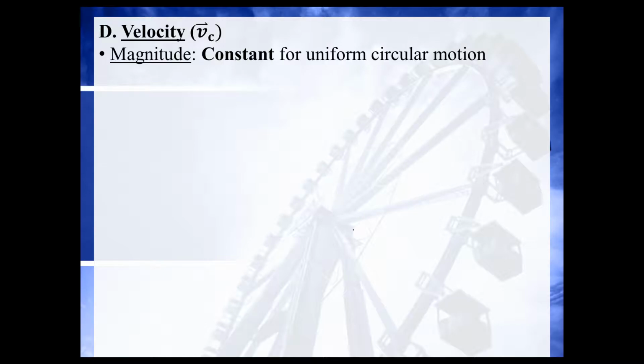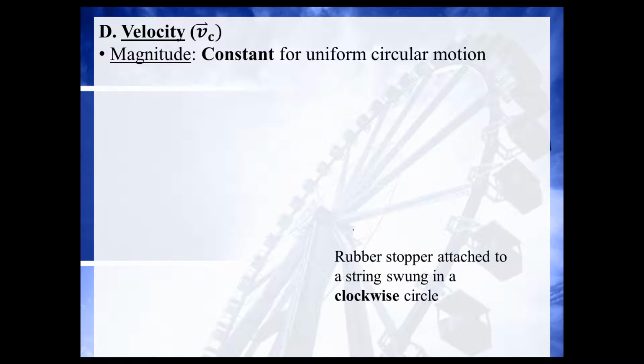Let's look at something a bit more complicated now. The velocity of the object going in circular motion. Velocity is a vector. Vectors have two parts to them. They have both magnitude and direction. We already know from the previous slide that the magnitude of velocity is speed, and the speed is constant for circular motion because the period and the radius are both constant. Direction is going to be a little bit more complicated.